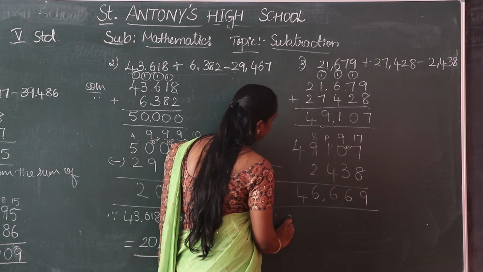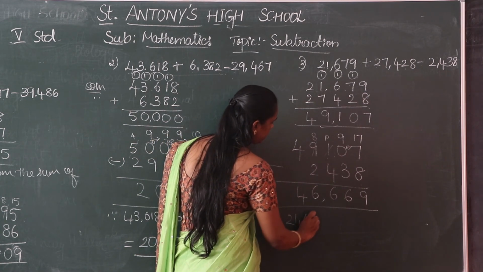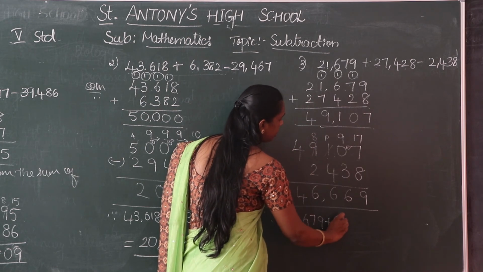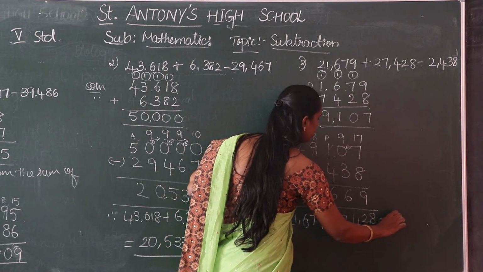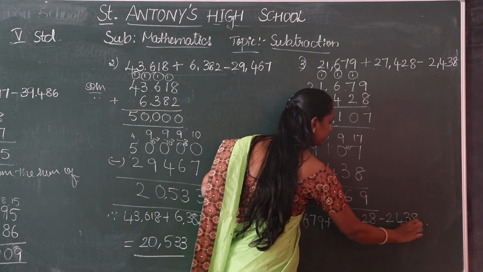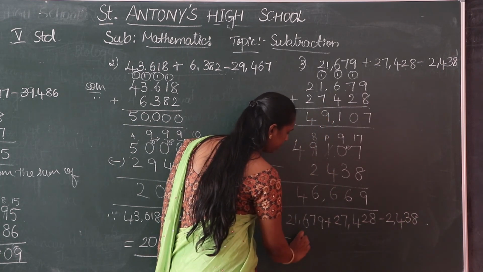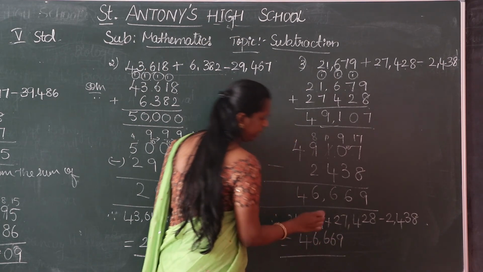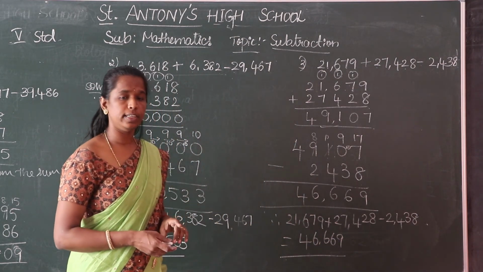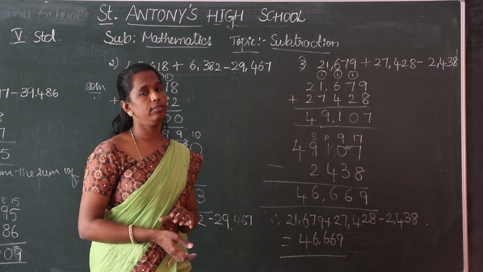Write down one time here: 21,679 plus 27,428 minus 2,438. The final answer is 46,669. Okay children, next class we learn about minsum. Solve the following.